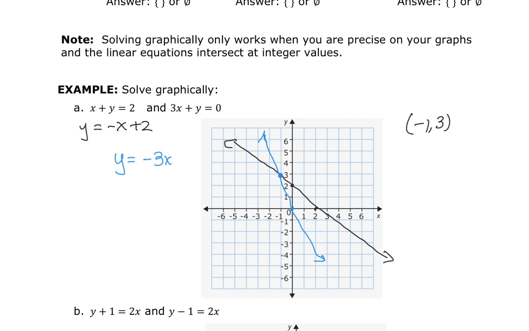Now, I can do this also by substitution or elimination. So by substitution, I'm going to substitute this in wherever I see my y. So I'm going to get negative 3x is equal to negative x plus 2. So I end up with, adding x to both sides, negative 2x is equal to 2. So x is equal to negative 1, which is what I have right here. And then substituting that back into this equation, I get the positive 3, which is right here.